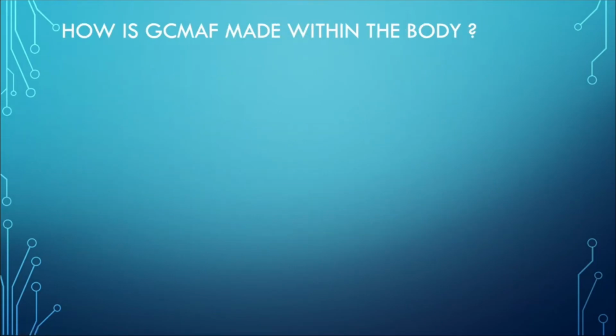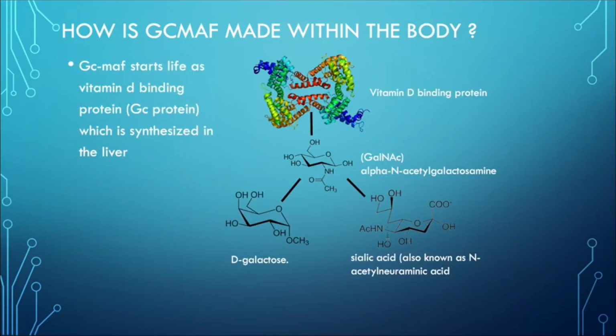So now we're going to take a look at how GcMAF is made naturally within the body. GcMAF starts life as a vitamin D binding protein, which is synthesized within the liver by hepatocyte cells and is modified by the immune cells to create GcMAF. When the vitamin D binding protein comes into contact with the enzyme beta-galactosidase, which is embedded in the outer cell membrane of B lymphocytes, it removes the sugar D-galactose, which in turn activates the B cell.